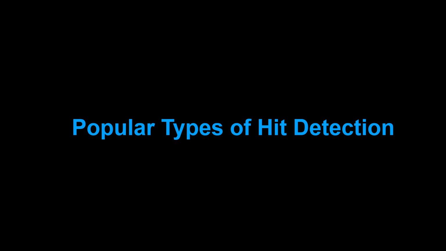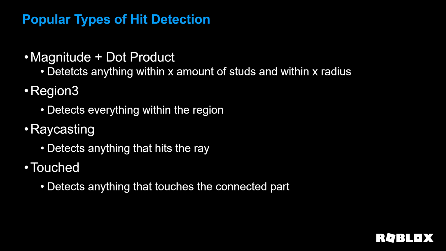So, popular types of hit detection. The first one is magnitude and dot product. A lot of games use this one. A lot of front page anime fighting games use this. Basically what it does is you give it an amount of studs and something called dot product, which is basically the radius. And anything in that range, in that radius, will be hit. Region 3 is basically just a box, and anything in that box or shape, whatever you use, will be detected.